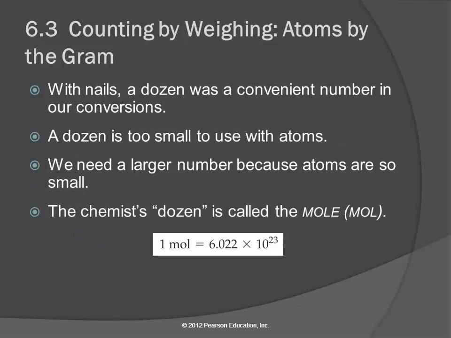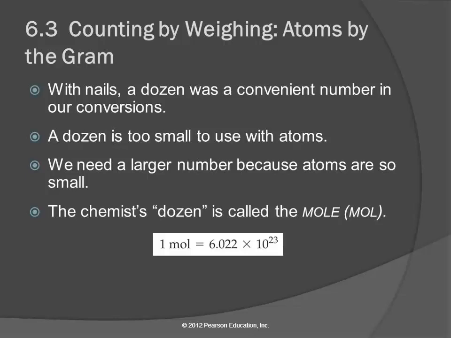So dozen worked with nails, but it's way too small to use with atoms. So we need a bigger number. So we have what sometimes is referred to as the chemist's dozen. It's a little bigger than 12. It's 6.022 times 10 to the 23rd.